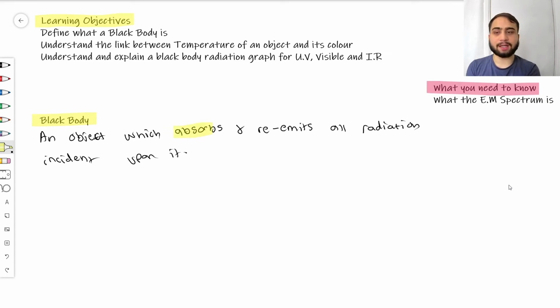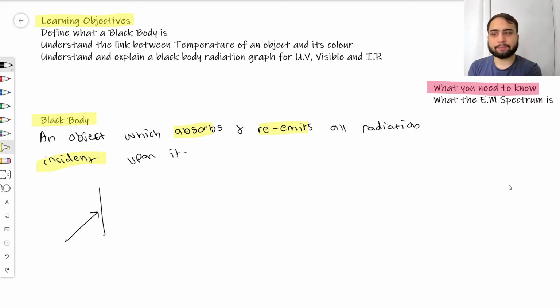Now let's break down this definition a bit more. So we have an object which absorbs and re-emits. I think that's kind of obvious, but to absorb radiation means to take it in, and to re-emit it means to give it back out. And all radiation incident upon it. Now this word confuses some people, but incident just means acting upon. So if I have a mirror here, right, and I have a light ray incident upon it, that just means that the light ray is heading towards the mirror.